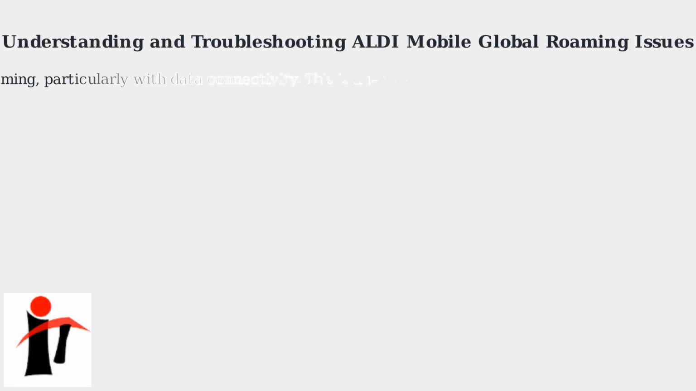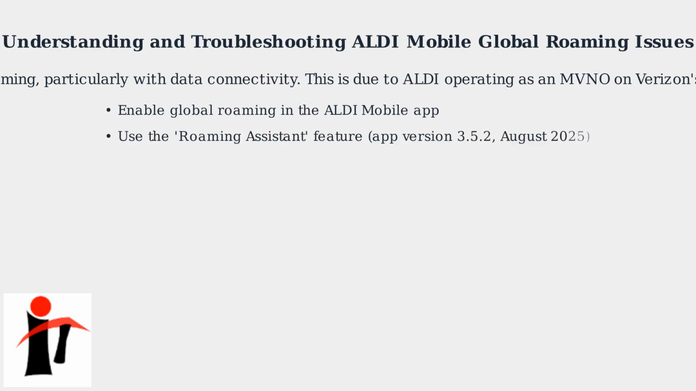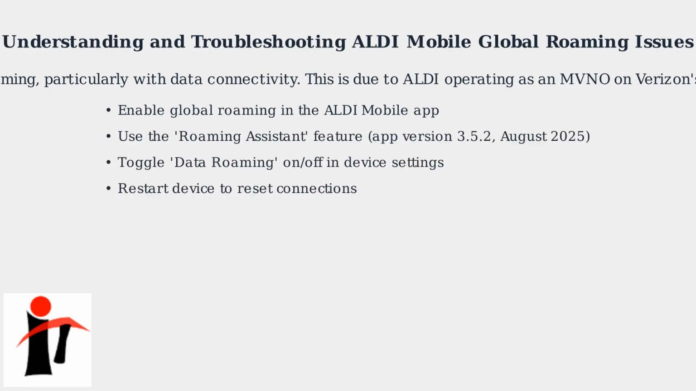ALDI Mobile users often face issues with global roaming, particularly with data connectivity. This is due to ALDI operating as an MVNO on Verizon's network and relying on international agreements. The most common fixes involve enabling global roaming in the ALDI Mobile app, using the Roaming Assistant feature from version 3.5.2 released in August 2025, toggling data roaming in device settings, and restarting the device.